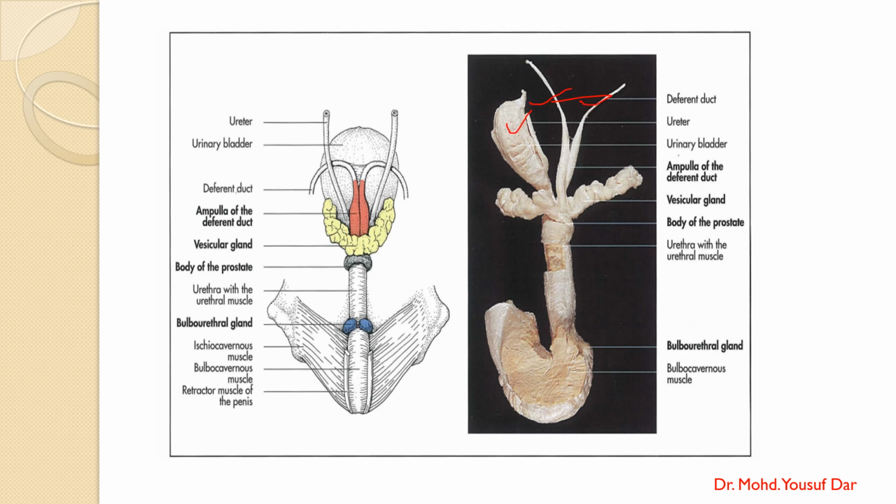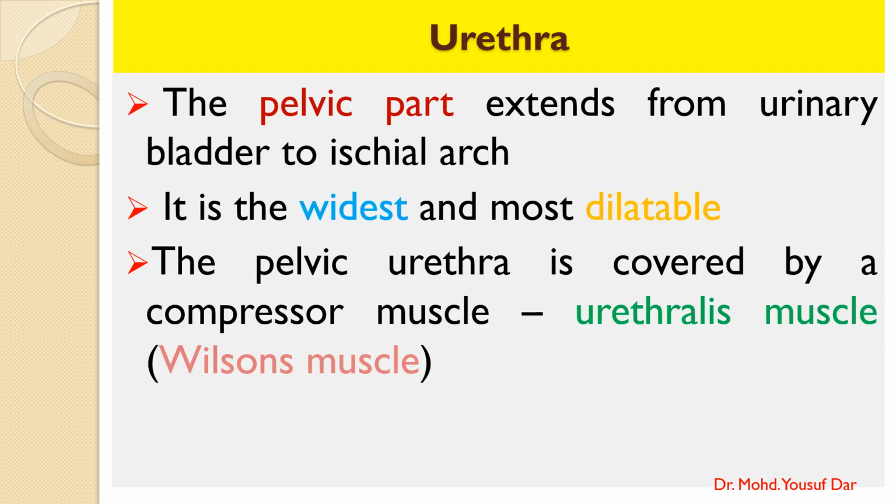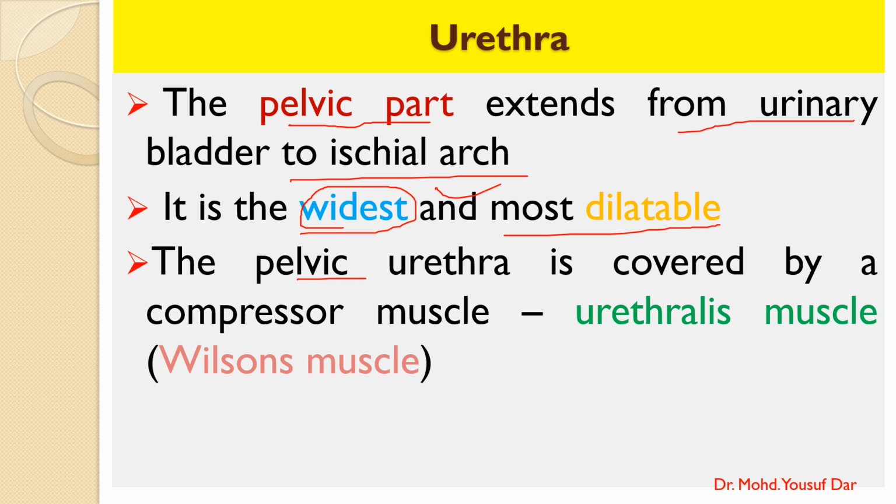This is the seminal vesicle, this is the prostate and this is the urethra, and this muscle is known as urethralis. So now coming to the first part, that is the pelvic part. The pelvic part extends from the urinary bladder up to the ischial arch. And this urethra is the most dilatable and the widest part of the urethra. The pelvic urethra is covered by a compressor muscle called the urethralis muscle, also called Wilson's muscle.